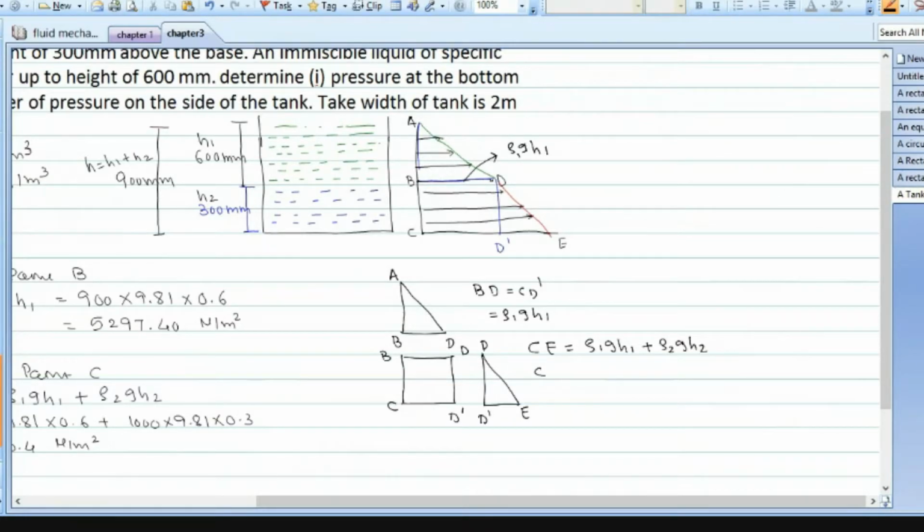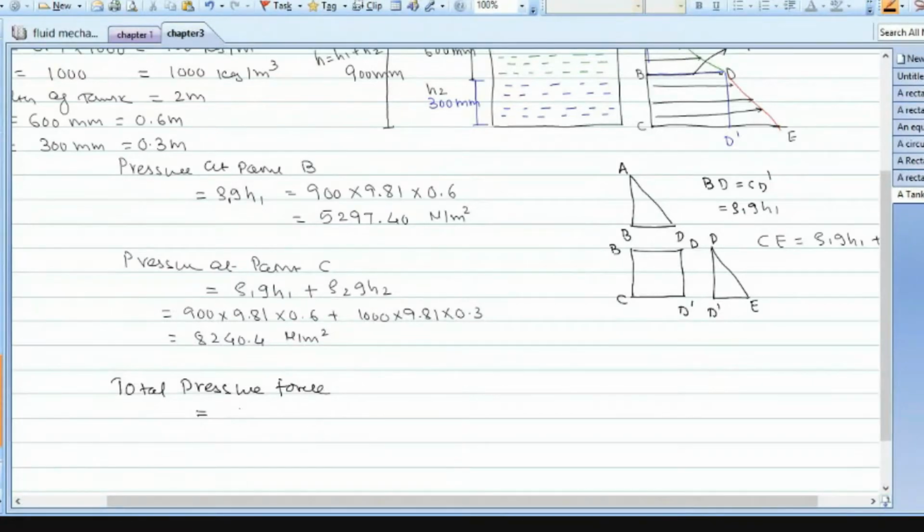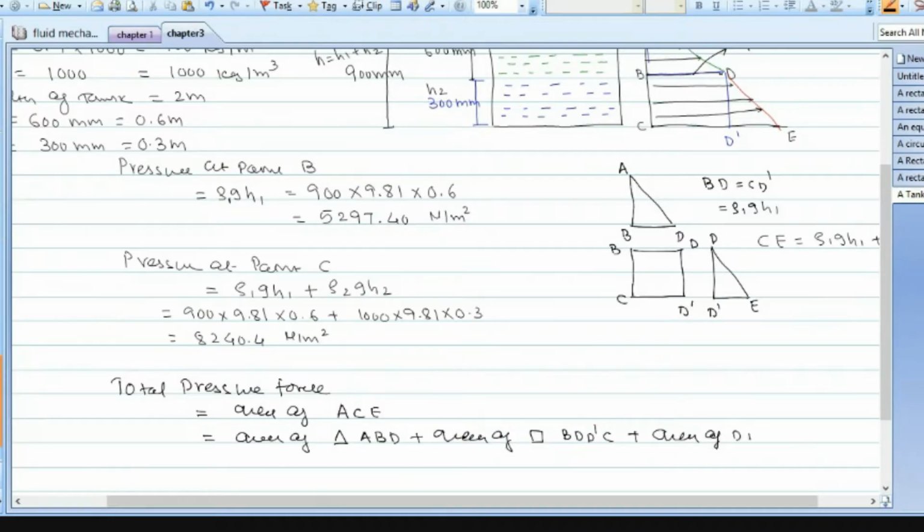So CD has the value of rho 1 g h1. So we get D'E having the value of rho 2 g h2. Now we go to find the area of this pressure diagram. So the total pressure force equals the area of ACE, which equals the area of triangle ABD plus the area of the square, that is BDD'C, plus the area of DD'E.